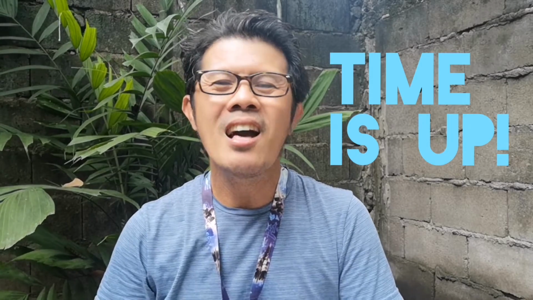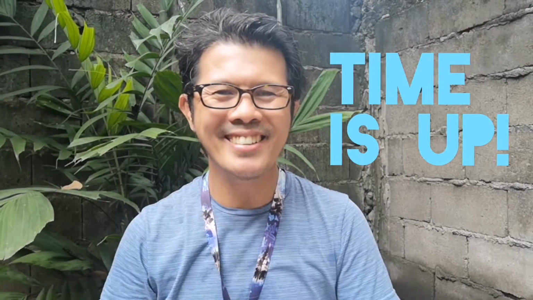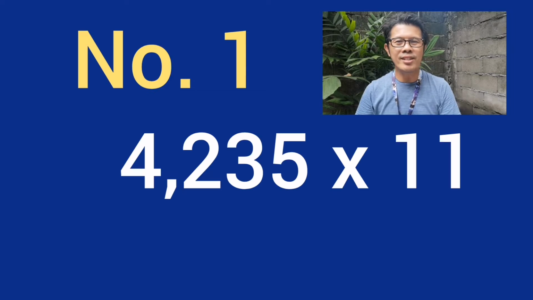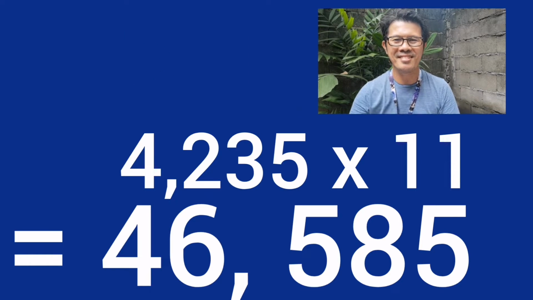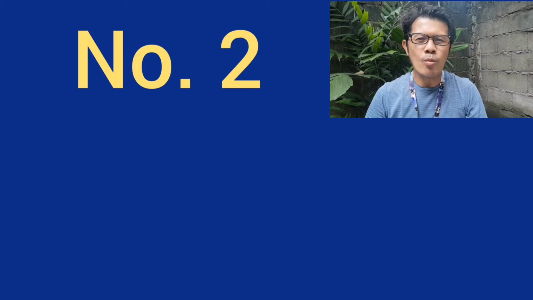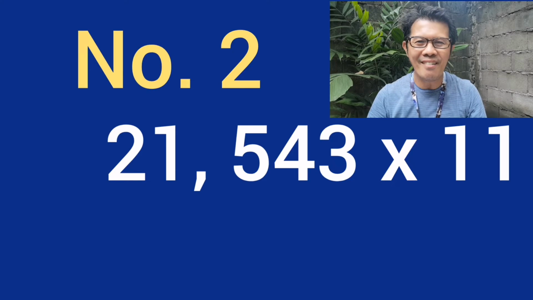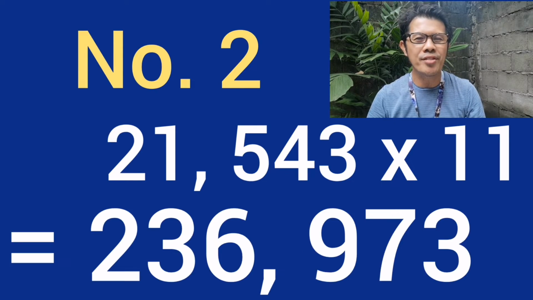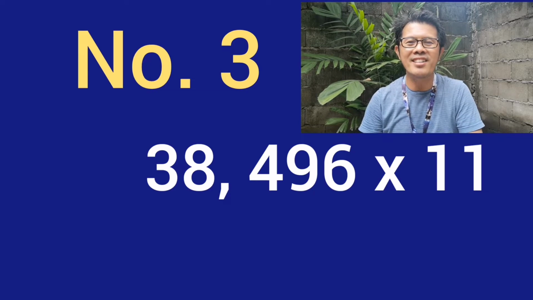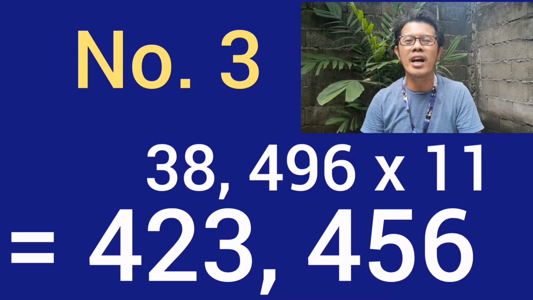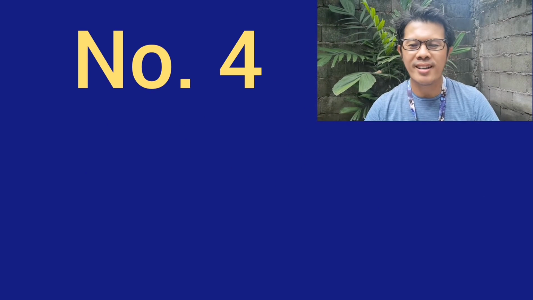Time is up. The final answers are the following. Number 1. 4,235 times 11 is equal to 46,585. Number 2. 21,543 times 11 is equal to 236,973. Number 3. 38,496 times 11 is equal to 493,456.